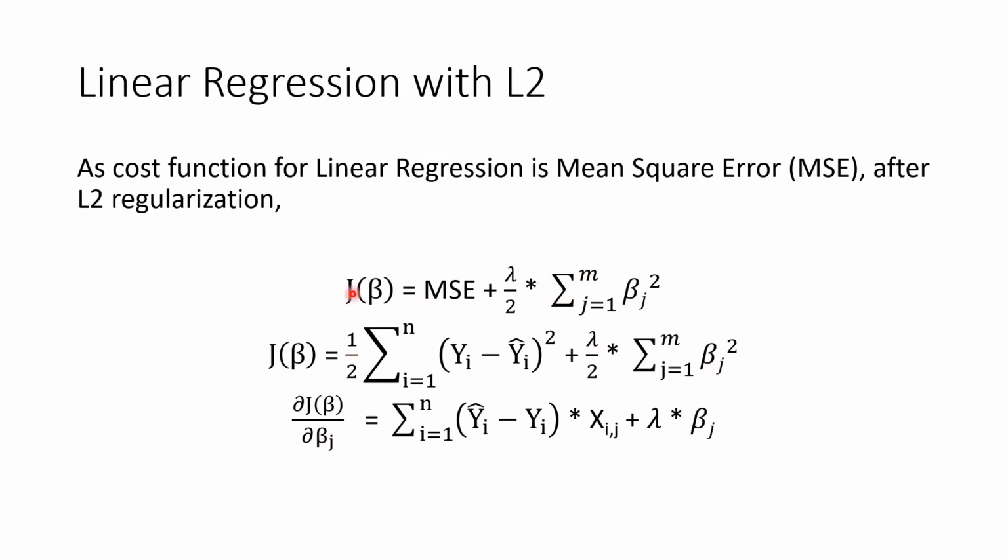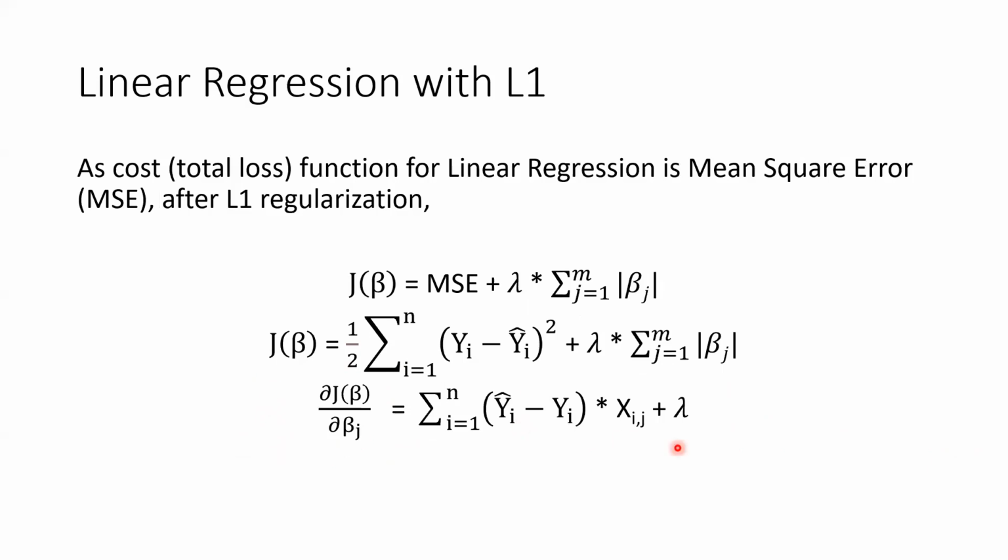And this is the value for linear regression with L2 regularization. We have beta j to the power 2, and we add it to the mean square error, and we replace the MSE with its represented value. This is what we get after taking the derivative of J beta with respect to beta j. This is what we require, the value that we want when we are doing gradient descent, right?